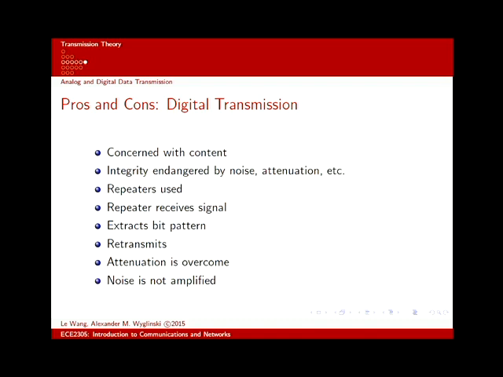Digital, on the other hand, is a little bit different. The good thing with digital is that you have repeaters. If your signal gets weak, it gets decoded at this thing called a repeater. It's processed, the errors are taken out, it's re-encoded, it's rebroadcast, and the noise is not amplified. But the problem is there's complexity, and the integrity of your bits is a problem.